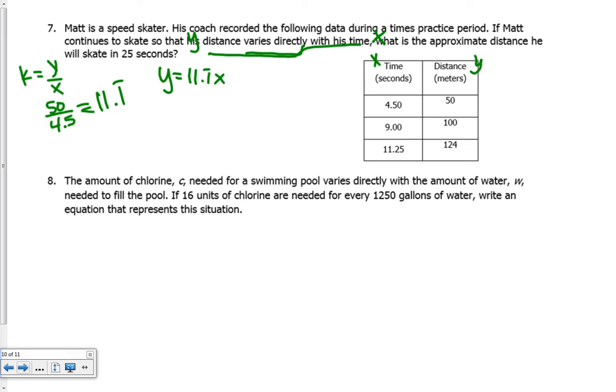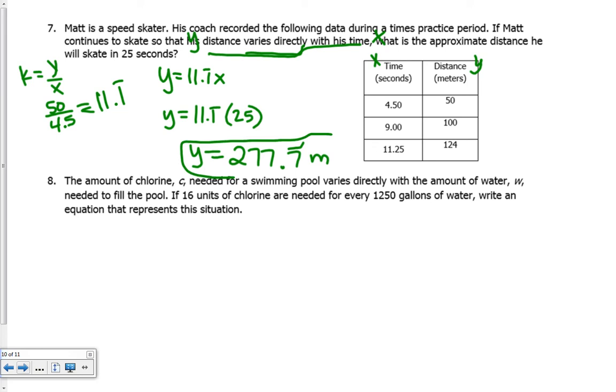So I should be able to use that for every single future data point that I want. They want to know about 25 seconds. Well, that's an x. So y equals 11.1 repeating times 25. Okay, multiply those together, and you get this, meters. So now we know if he skates for 25 seconds, he should go that far.